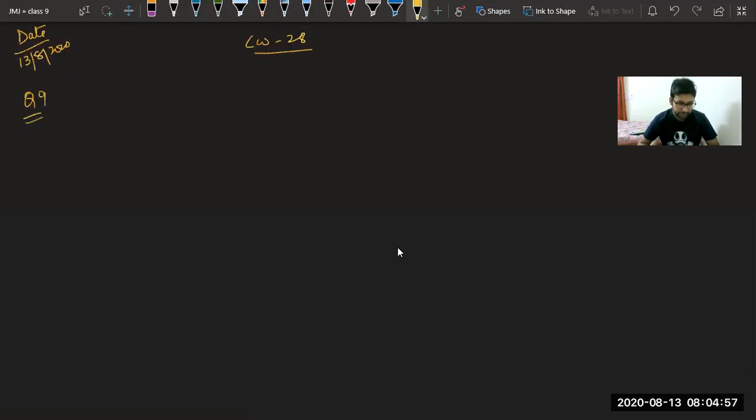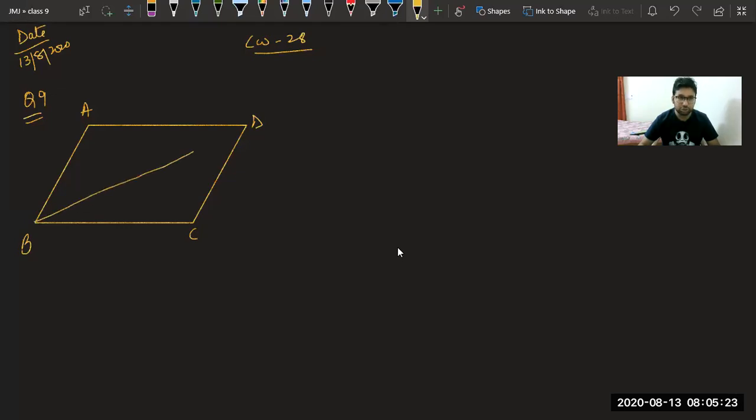Let us see. In parallelogram ABCD, 2 points P and Q are taken on diagonal. First, let me draw a parallelogram. Right now it's raining. Okay. So this is the parallelogram with us, ABCD, A, B, C, and D. Apart from this, we have a diagonal BD like this. This question is very easy.